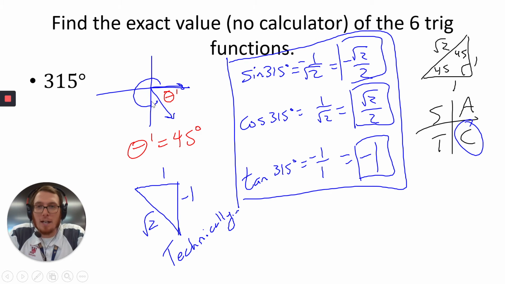Technically, this is a triangle in quadrant 4 where x is 1, y is negative 1, and r is root 2. But I could just use the reference angle and say, okay, it's a 45-degree reference angle. That's the same triangle. Notice my answers are all the same. Root 2 over 2, root 2 over 2, 1. But since I'm in quadrant 4, cosine's positive, but notice I just slapped on a negative sign for sine and tangent. The reason is because the y value is negative.